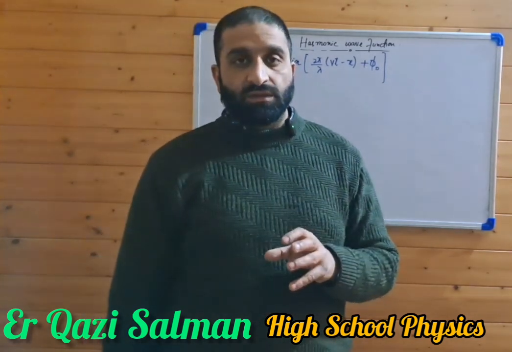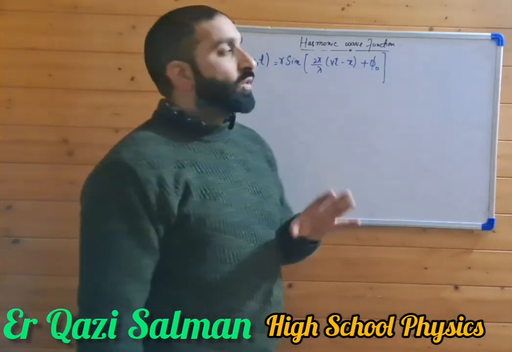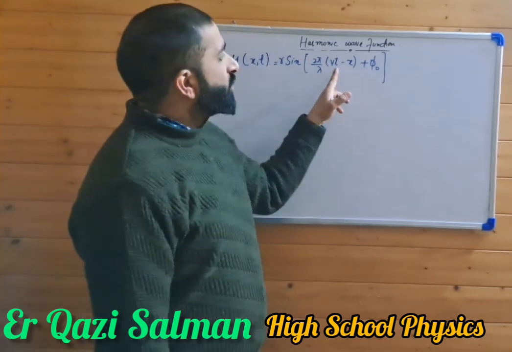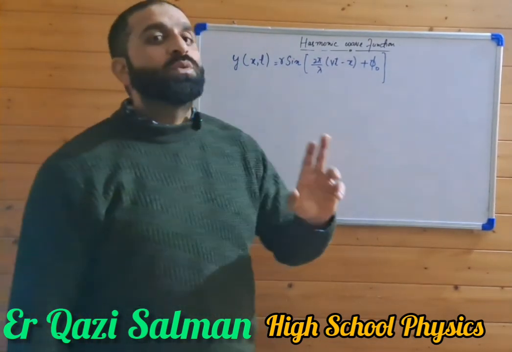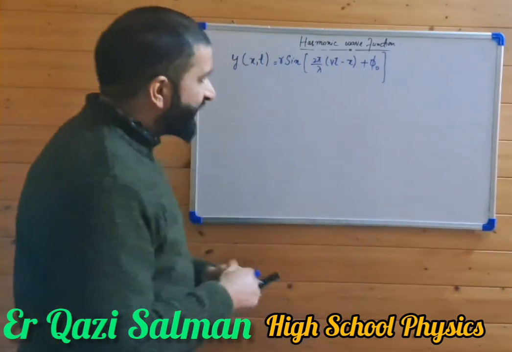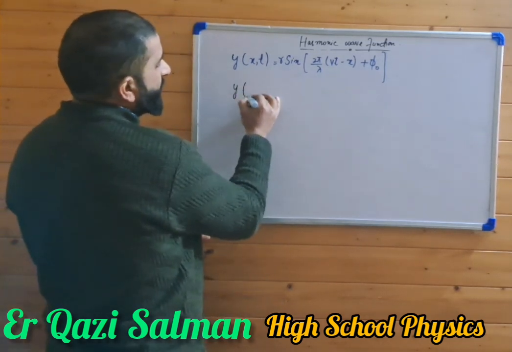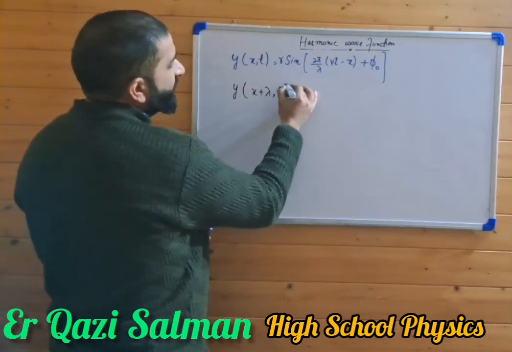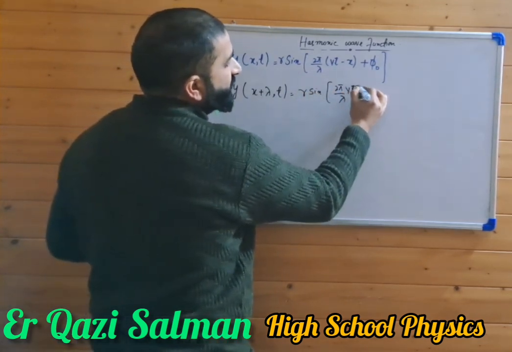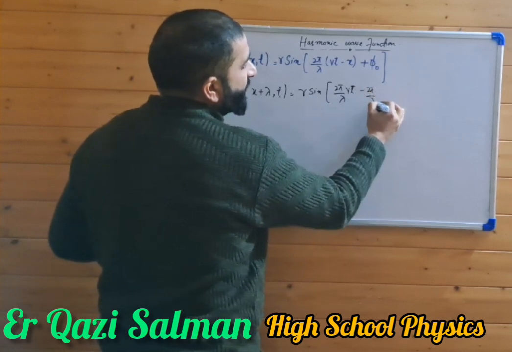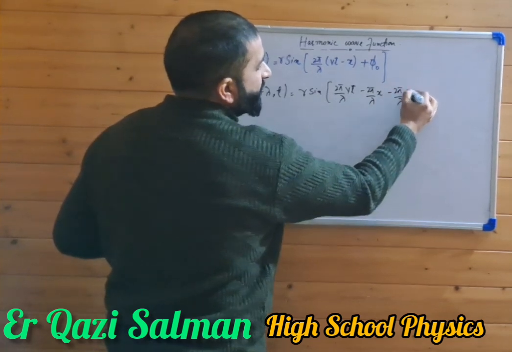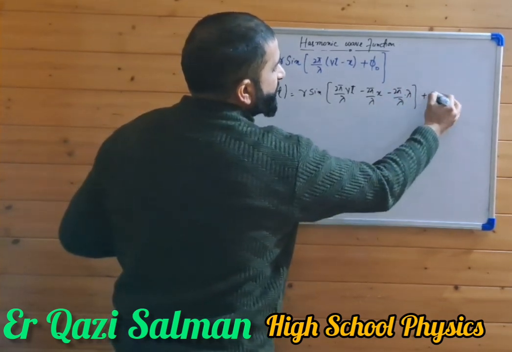So in order to show whether it is periodic or not, we have to replace this x by x plus lambda, and in the second scenario we have to replace the time t by t plus capital T, where T is the time period for one full cycle. Let's take the first scenario first. So y of x plus lambda comma t should be equal to r sine of 2 pi by lambda, multiplying it, vt minus 2 pi by lambda into x minus 2 pi by lambda into lambda plus phi 0.